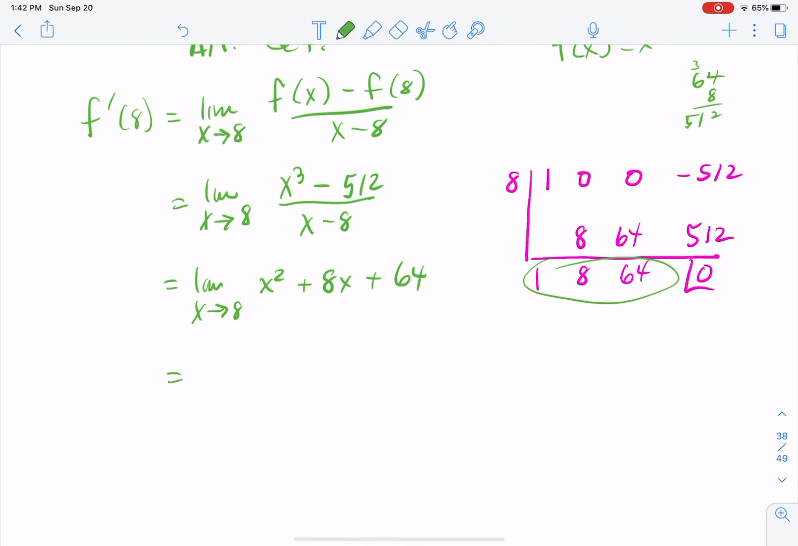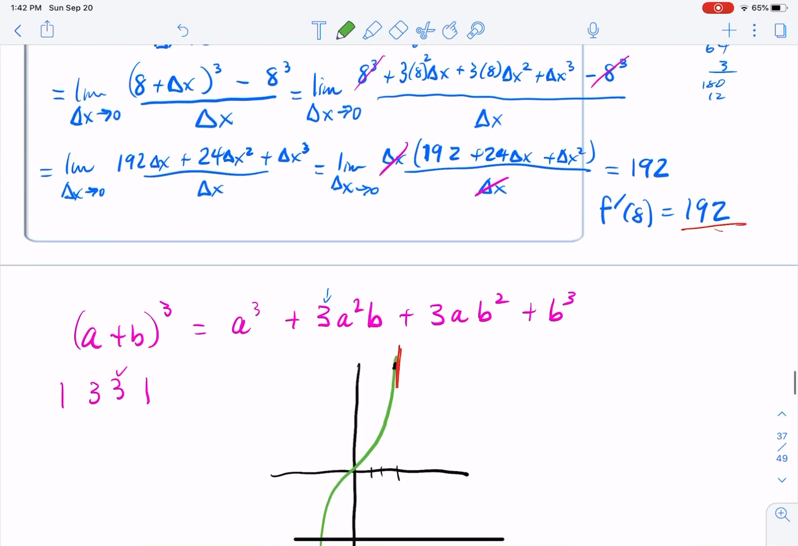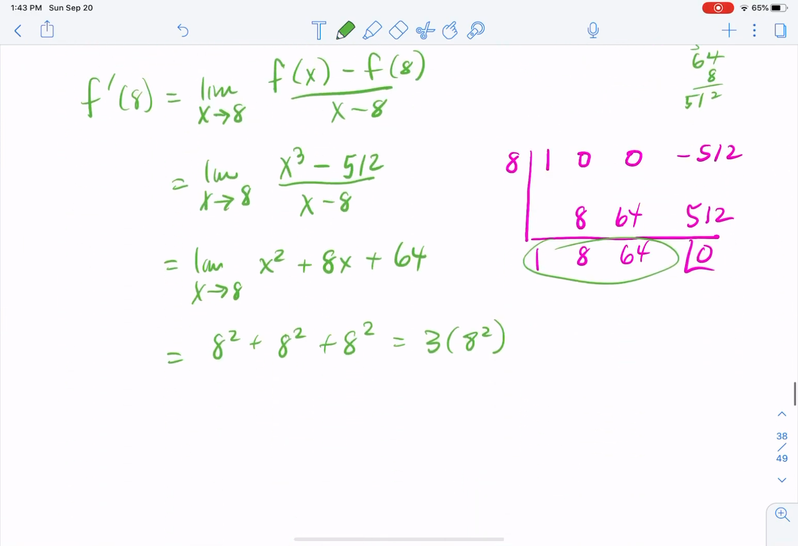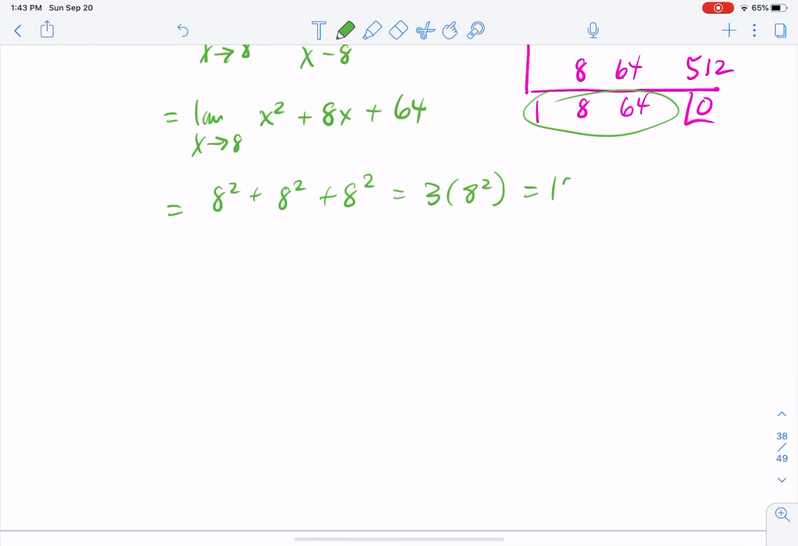So this should be equal to 8 squared plus 8 times 8, which is another 8 squared, plus 64, which is another 8 squared, which is 3 times 8 squared. Does that look familiar? Let me see, back up here. 3 times, yeah, there it was. It was 3 times 8 squared, which turned out to be this 192 business that was right there. It's the same exact number. What do you know? We still got f prime of 8 being equal to 192.